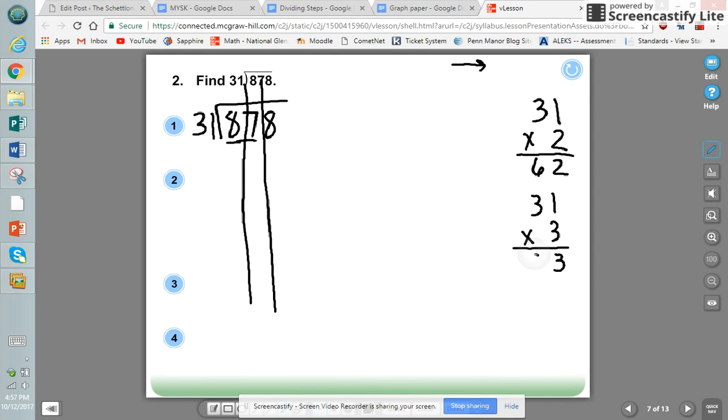31 times 3 is 93. And if you remember Mrs. Carlson teaching me my math facts, I knew right away 3 times 3 was going to be 9. 9 in the tens column is 90. That's more than 87, so that was going to be too big. All right, so 2 it is. Goes in there. So now I'm going to multiply. 31 times 2 is 62. I subtract. 7 minus 2 is 5, and 8 minus 6 is 2.